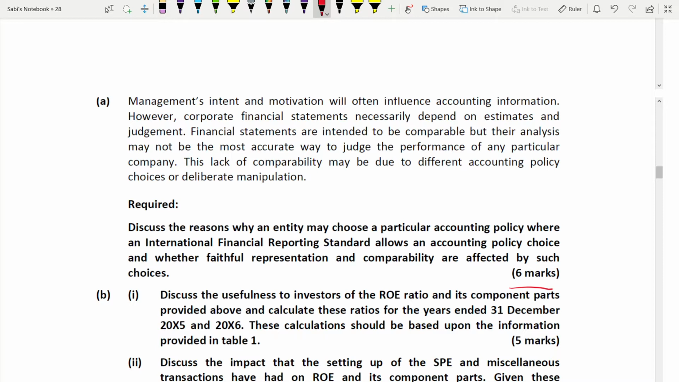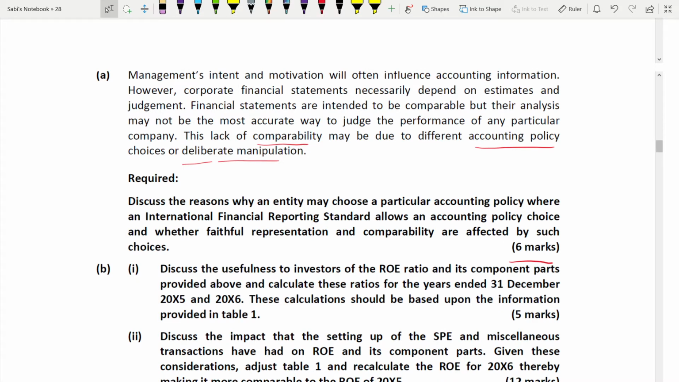Some company, for example, depreciation, company A might be taking straight line basis, company B might be taking reducing balance basis. It's hard to compare, right? That's why they say that it is not the most accurate way to judge the performance of any particular company by comparing. It lacks comparability due to different accounting policy choices as well as deliberate manipulation also. Sometimes you might deliberately manipulate financial statements. What are you required to do? Discuss the reasons why an entity may choose a particular accounting policy. Why they might choose. Here you have to give reasons.